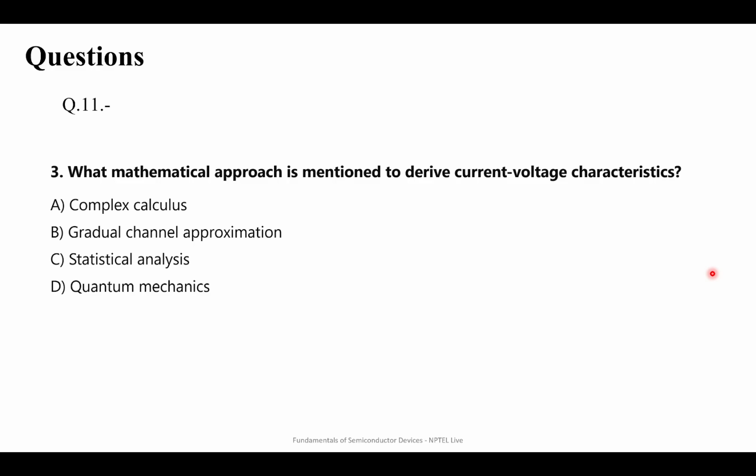What mathematical approach is mentioned to derive current voltage characteristics? Complex calculus, gradual channel approximation, statistical analysis, quantum mechanics. Sir, gradual channel approximation. That is correct. So we are doing an approximation to help us derive current voltage characteristics.